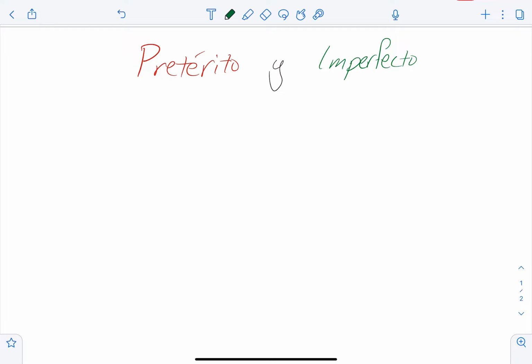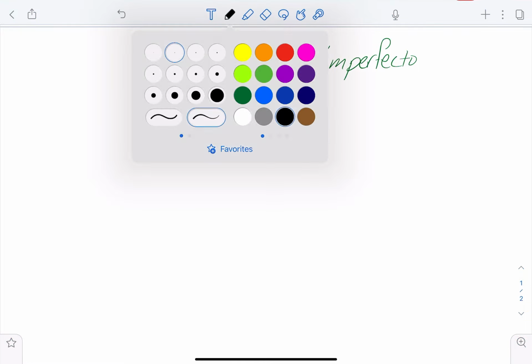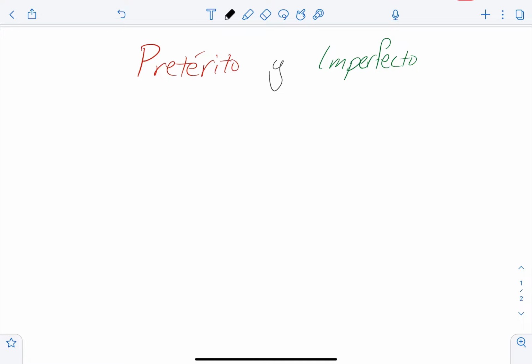These are two past tenses in Spanish, and for today's video, I'm going to use red when I'm talking about preterite and green when I'm talking about imperfect. So these are both past tenses in Spanish.